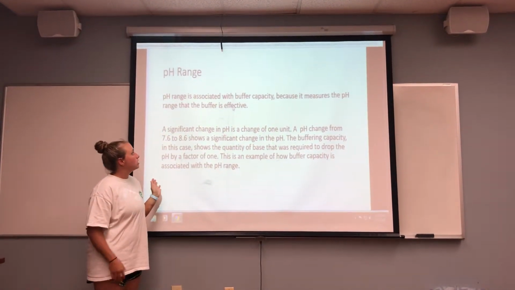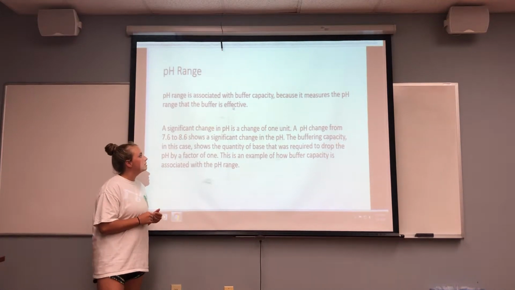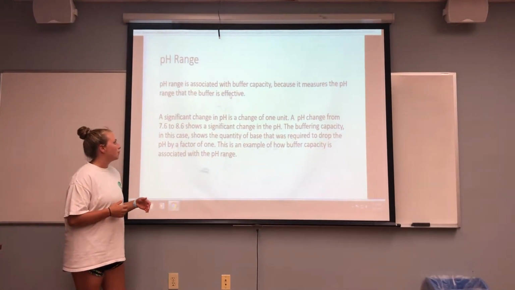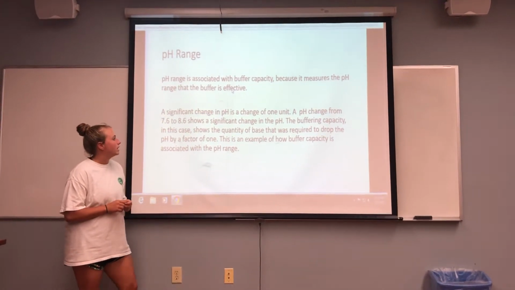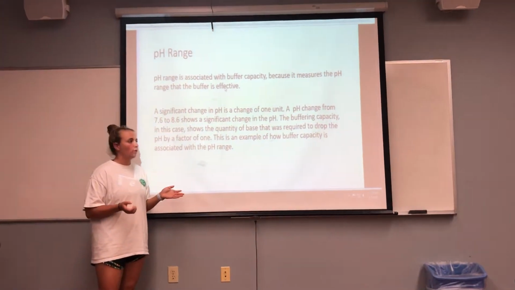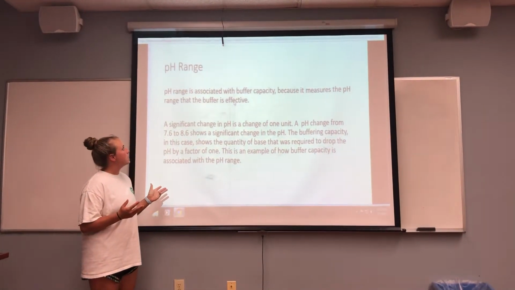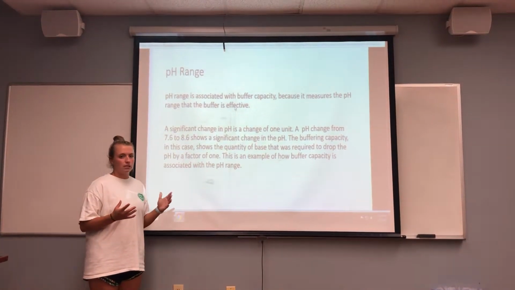Okay, pH range is also associated with buffer capacity because it measures the pH range where the buffer is effective. A significant change in the pH is a change of 1 unit. So when there's a shift in pH by 1 unit up or down, you can see that the buffer capacity is there.